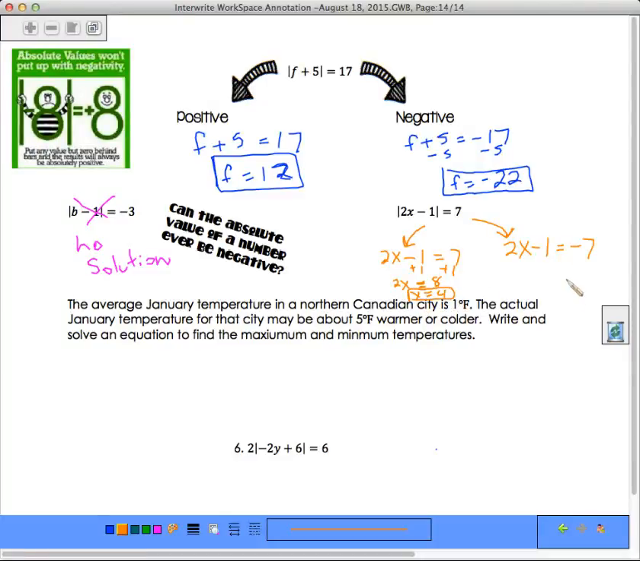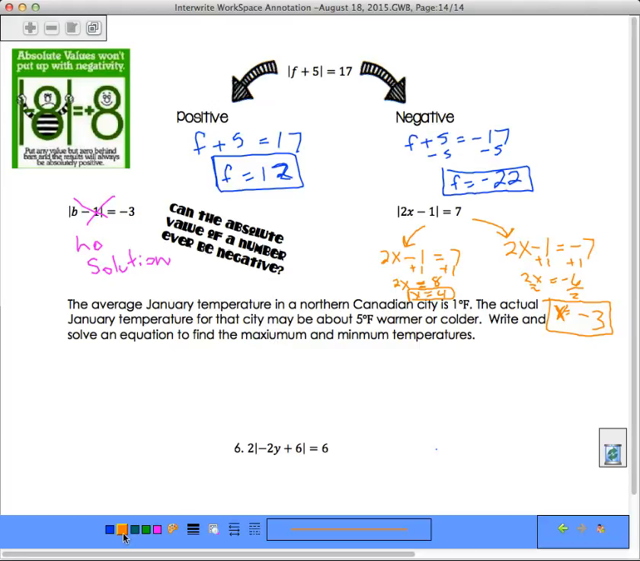That's one answer. Then I have to come over and find the other. So here I'm going to add 1 over, and I get 2x equals negative 6. This is touching my multiplication, so I divide by 2, and I get x equals negative 3. So remember, a negative divided by a positive is a negative. There we go, and there are my 2 answers.